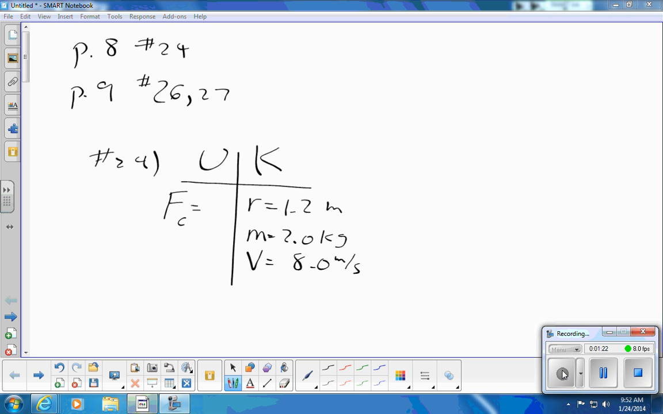Now, I'm putting Fc here because even though they're asking for the reading on the string scale, I have to recognize they're asking for the force required to make this box go in a circular path. And that's the centripetal force. Centripetal is a fancy word for net force that means it's going in a circle.